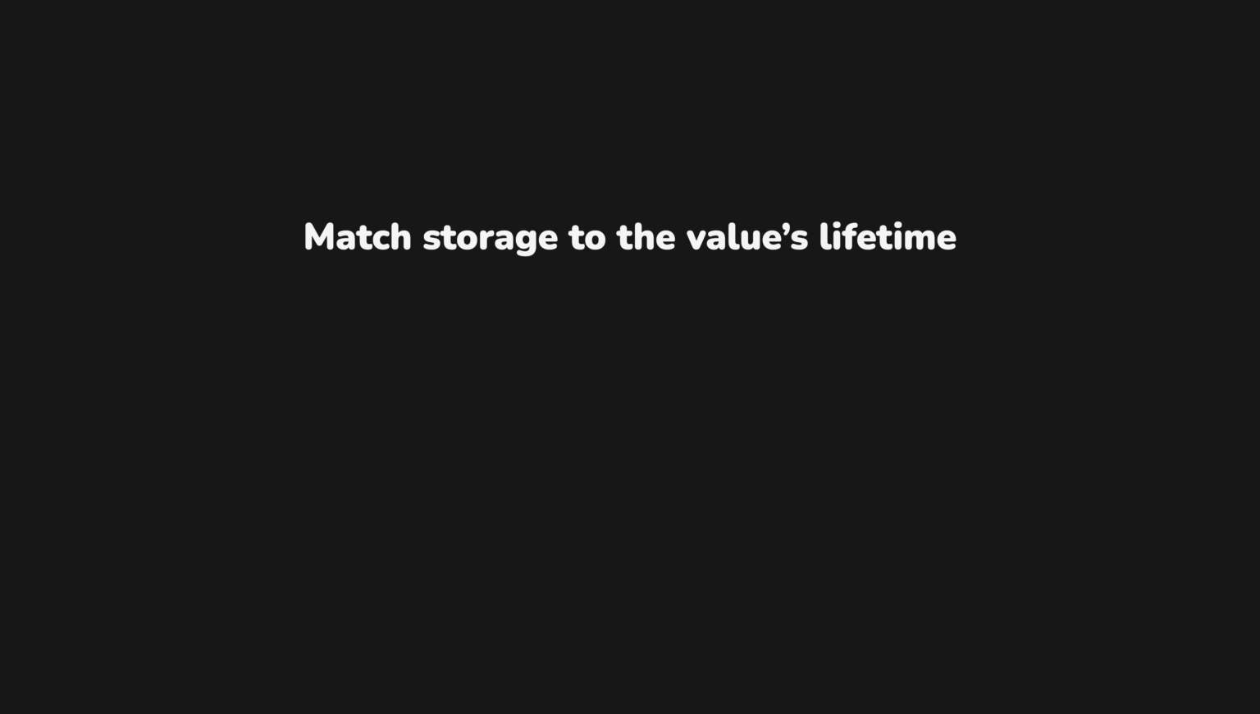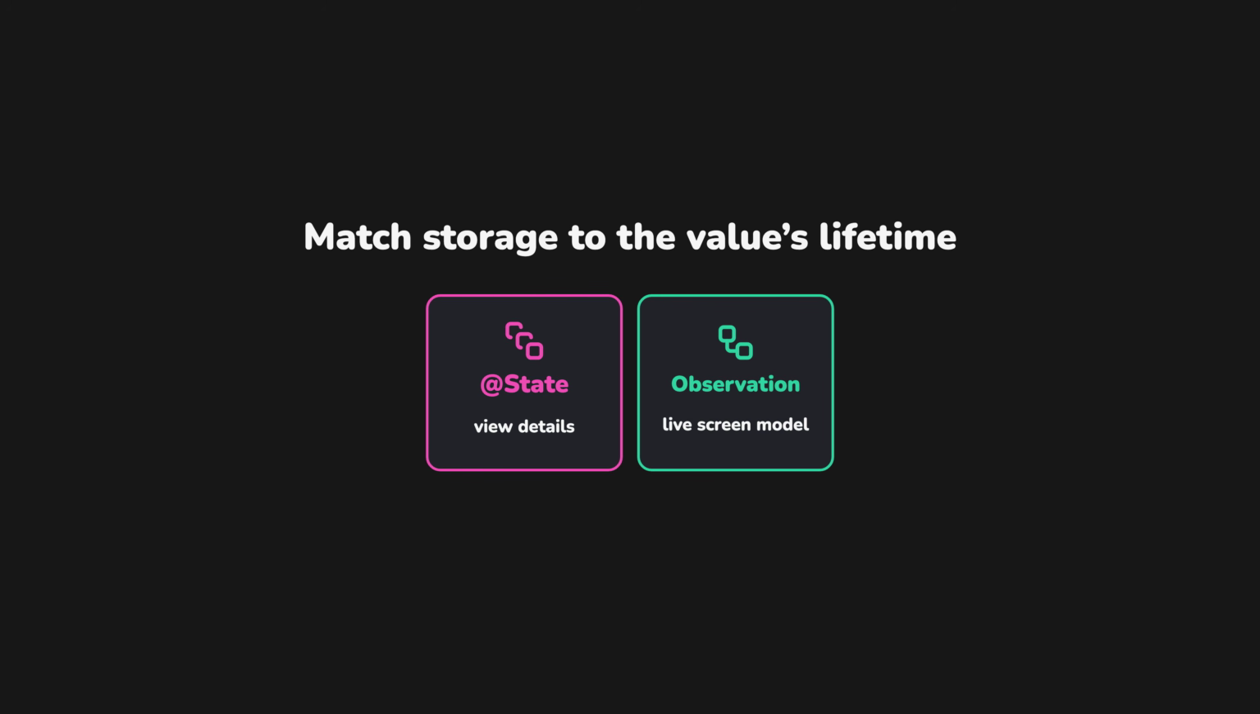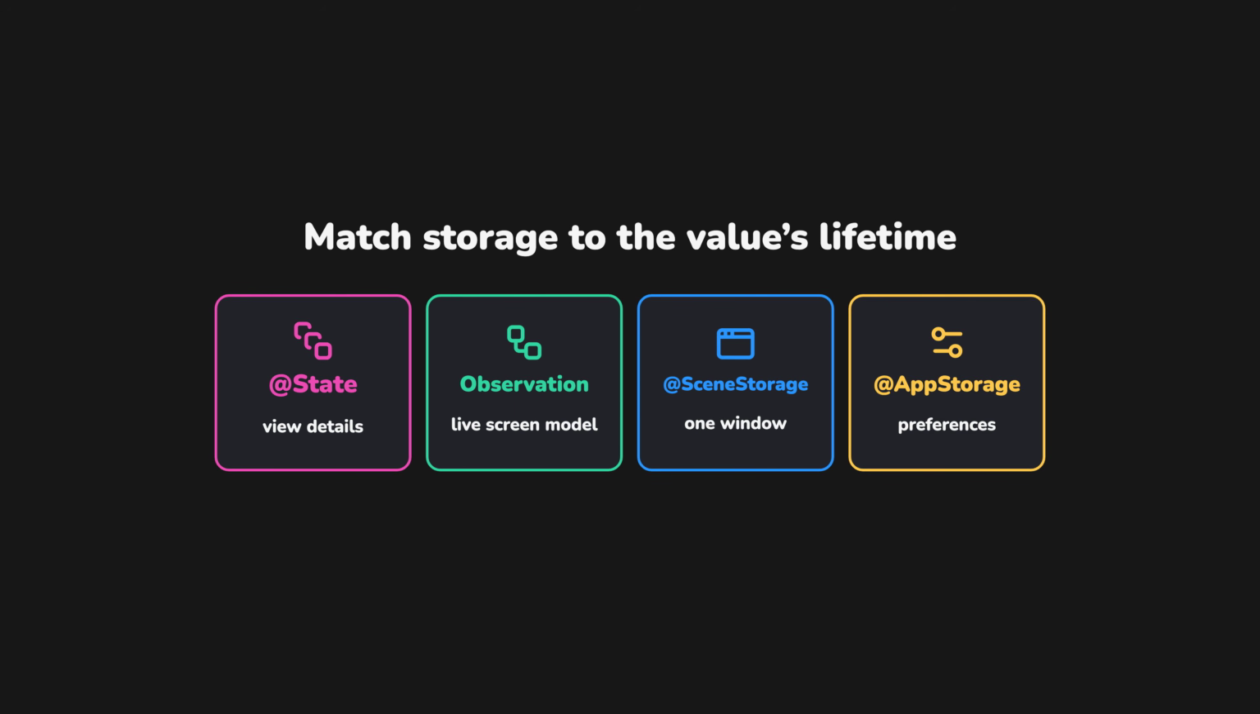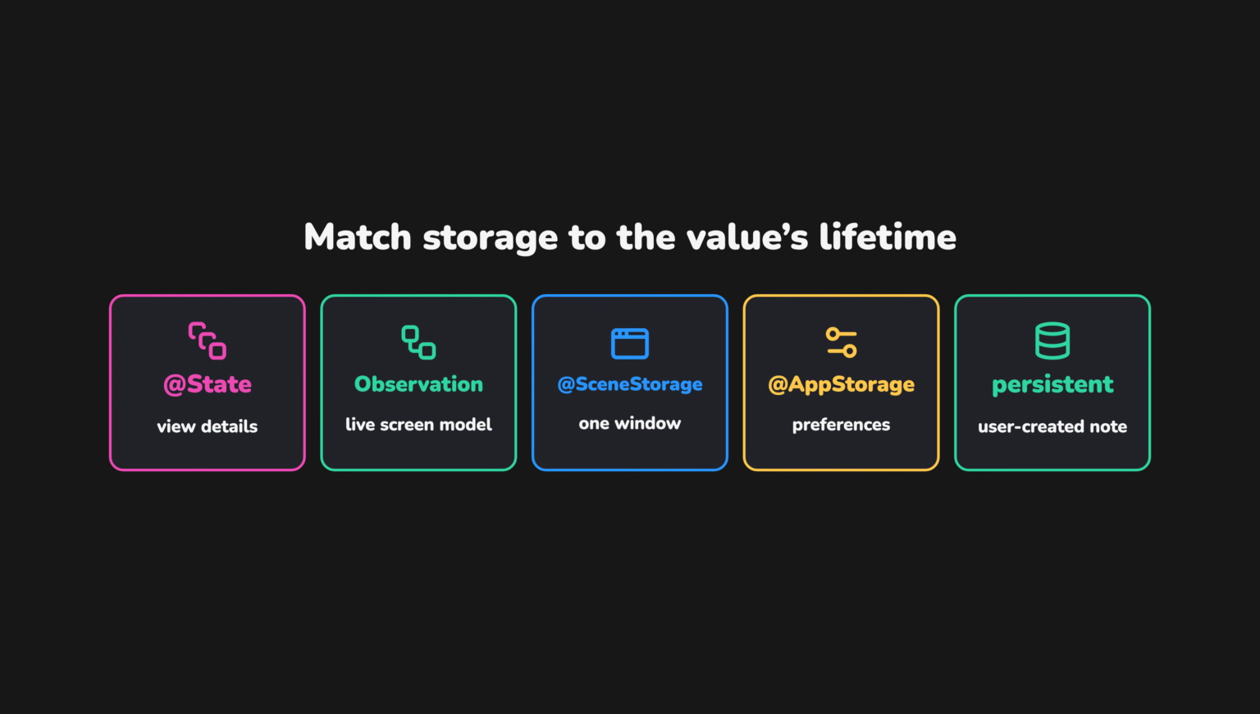Around those states, each storage tool has one job. Local state controls temporary view details. An observable model coordinates live screen data. Scene storage remembers small clues for one window. App storage holds lightweight preferences. Finally, persistent storage protects the node the user actually created.